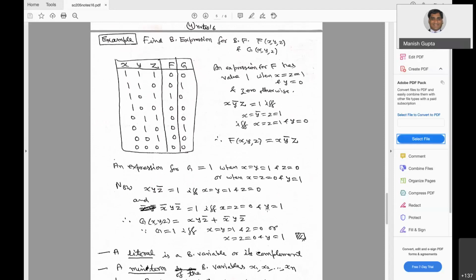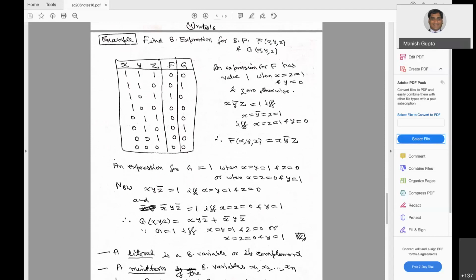Then one can find Boolean expressions for Boolean functions f(x, y, z) and g(x, y, z). So suppose a table is given like this, and we ask you to find the Boolean expression. How do we find the Boolean expression? As you can see, the function f has a value 1 only here.